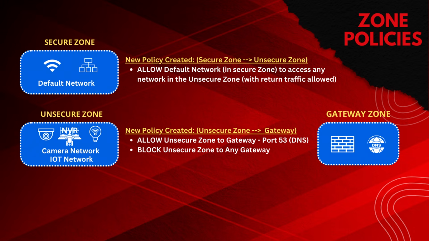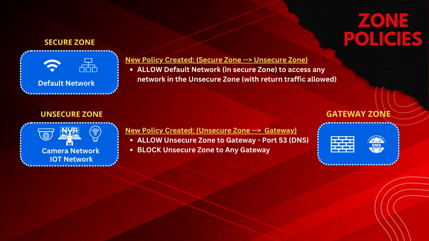So we still need to restrict access. We need to allow DNS to the gateway, and then we can block everything else, kind of like what we did for IoT last time. So we're going to allow the unsecure zone to the gateway on port 53, allow for DNS so everything can get to the internet, and then we're going to block unsecure zone to any gateway, the whole zone this time, which is going to include IoT and camera. So let's go ahead and build this thing and see what it looks like.